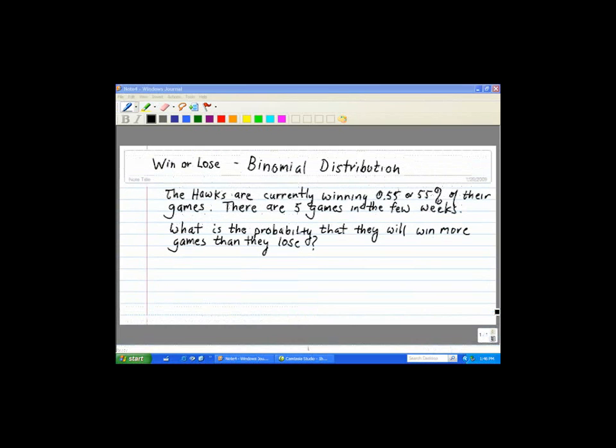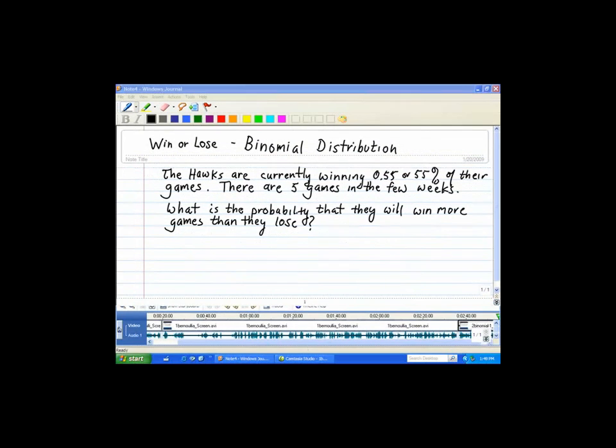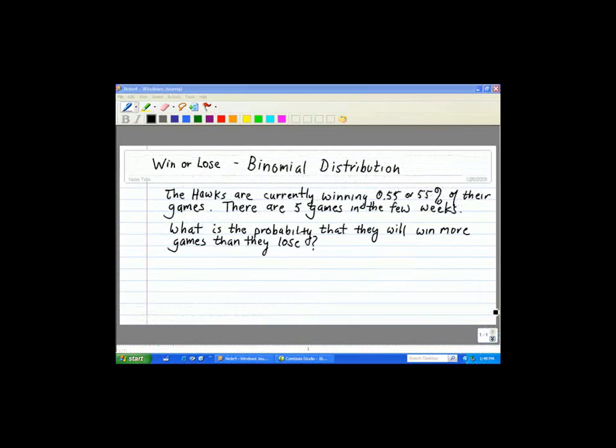Here's an example of a binomial distribution, entitled Win or Lose. The Hawks are currently winning 55% of their games, and there are 5 games in the next few weeks. What we want to find is the probability that they will win more games than they lose. So there are 5 games left, and they have to win at least 3 or more games. So 3, 4, and 5 games.